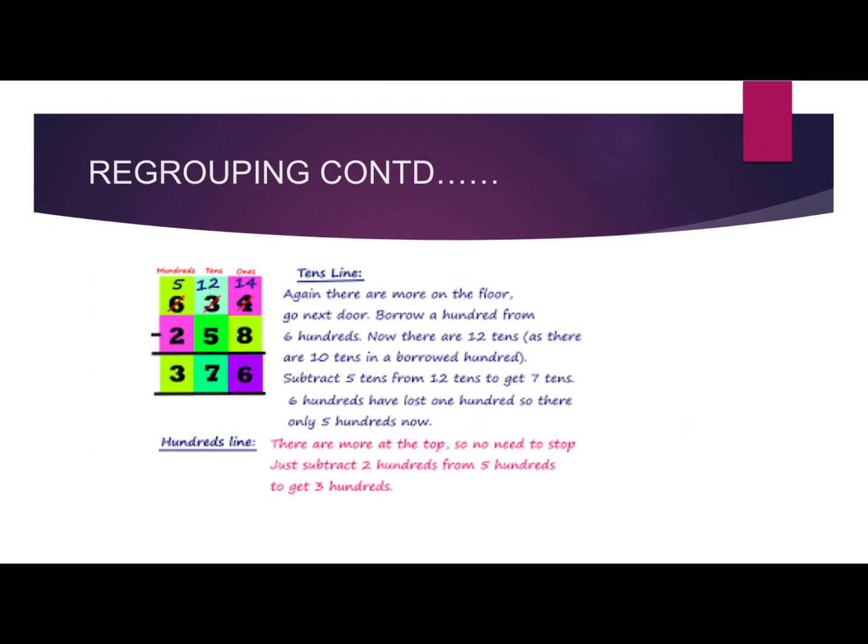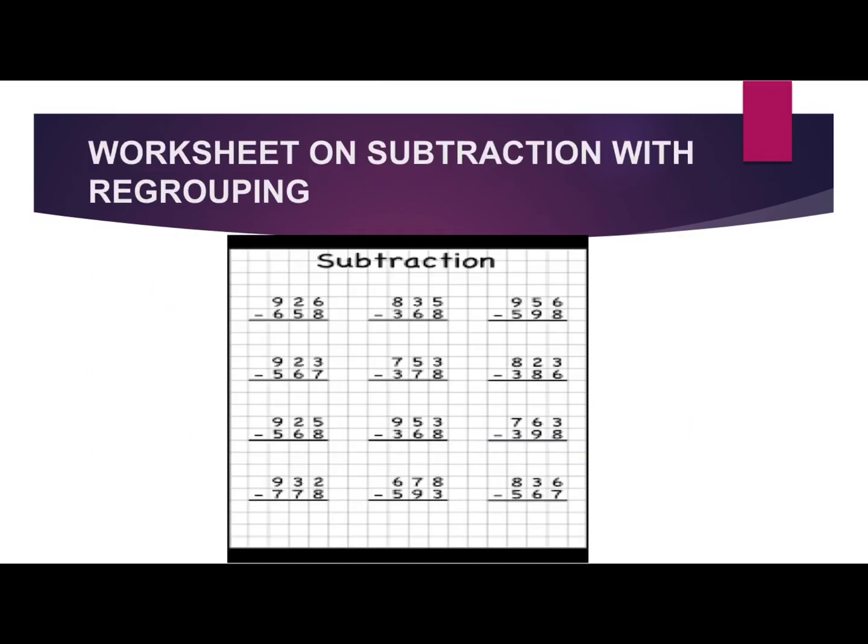Now another example is 634 minus 258. In the ones place, 4 is smaller than 8, so we have to borrow. So it becomes 14 minus 8, which is 6. Then 3 becomes 2, which is less than 5. So again we have to borrow from 6. So it becomes 12. 12 minus 5 is 7. And instead of 6 it becomes 5. So 5 minus 2 is 3. 376 is the answer. So children, this is the worksheet on subtraction with regrouping.